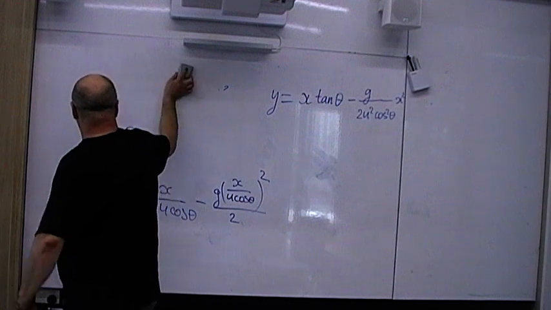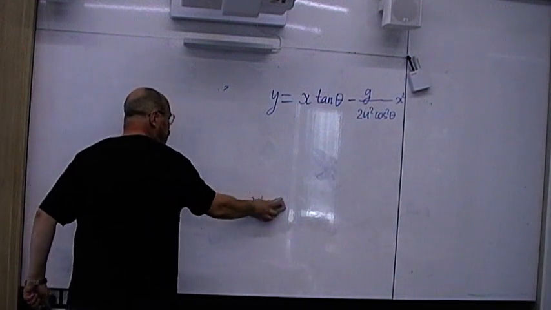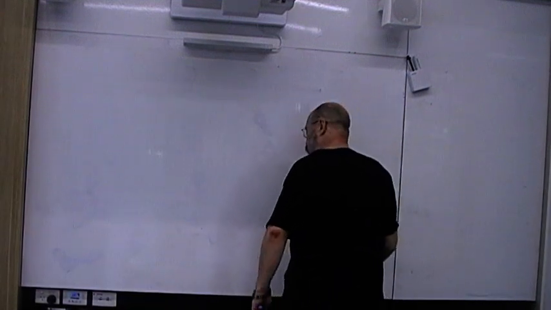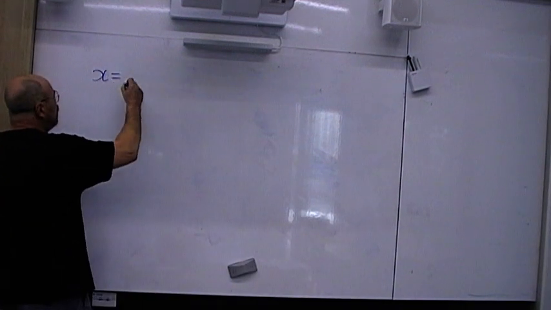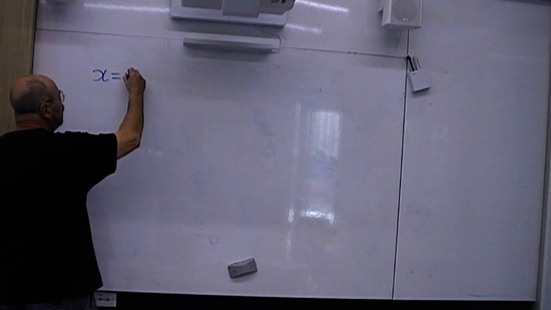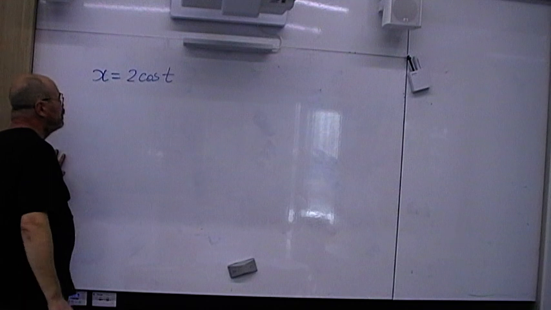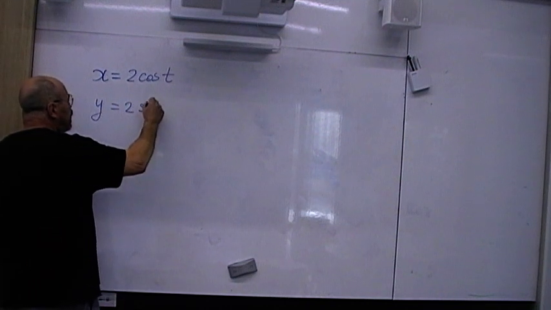Now let's consider how we can describe some other curves which we have learned, specifically circles, ellipses, and hyperbolas, using parametric equations. Let's say we have x equals 2 cos t and y equals 2 sin t.